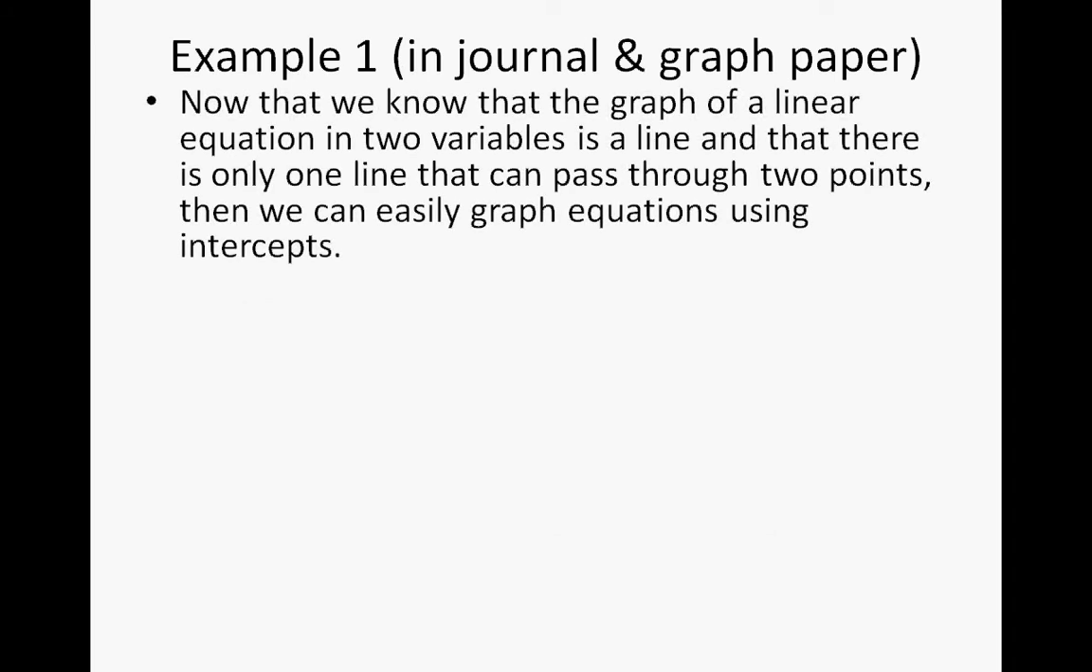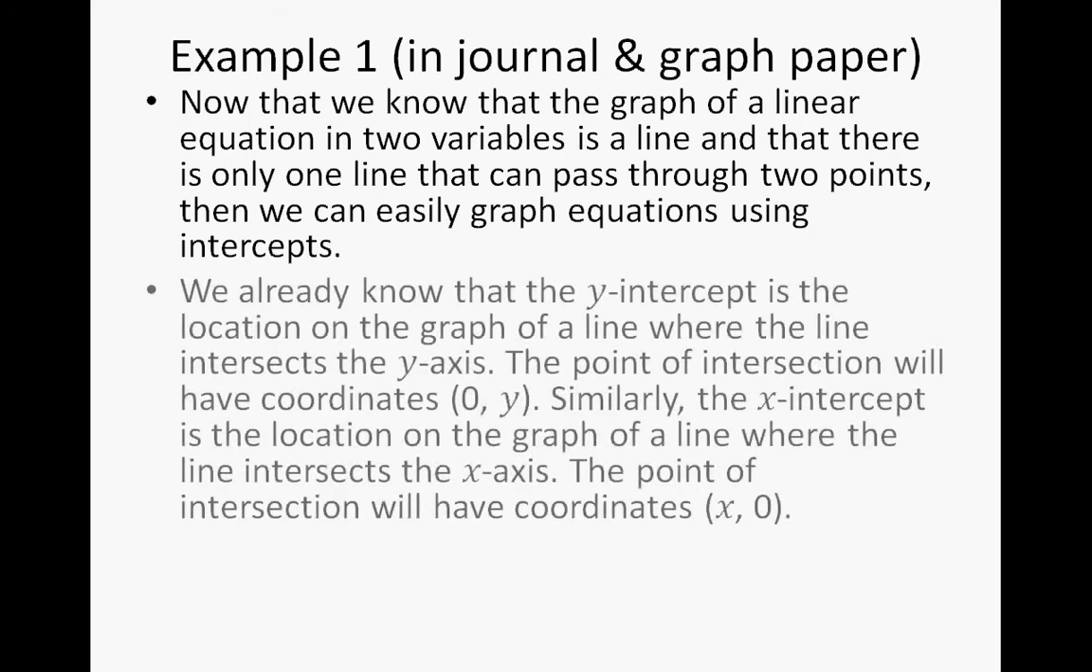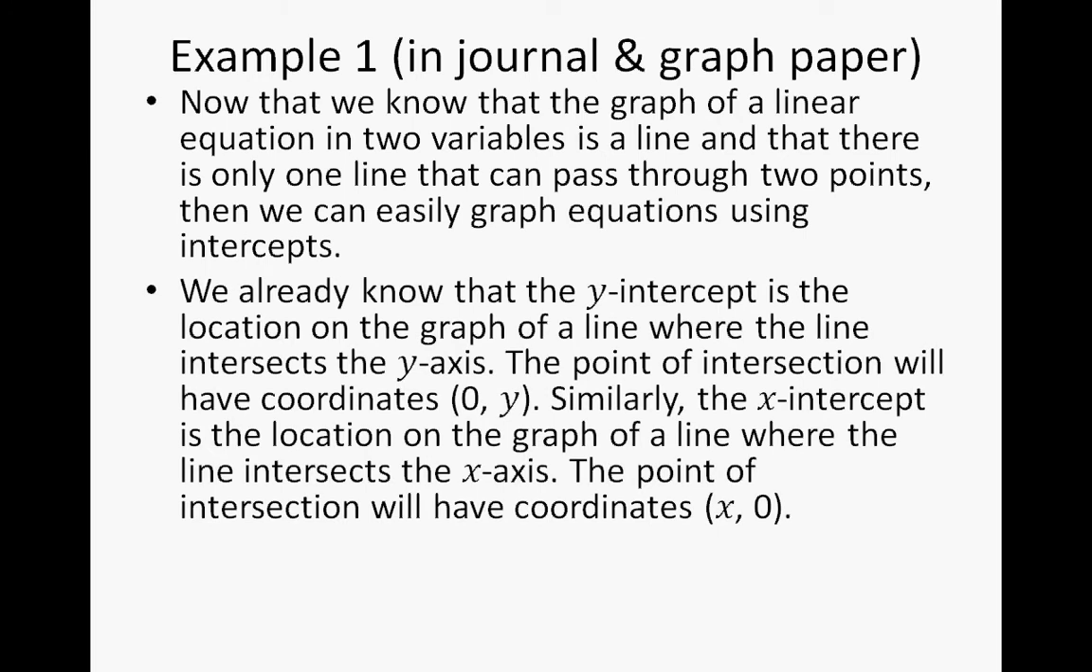All right, so let's take a look at example 1. You're going to write this in your journal, and you need to use graph paper for this. So now that we know that the graph of a linear equation in two variables is a line, and that there is only one line that can pass through 2 points, then we can easily graph equations using intercepts. We already know that the y-intercept is the location on the graph of the line where the line intersects the y-axis. The point of intersection will have coordinates 0, y. Similarly, the x-intercept is the location on the graph of the line where the line intersects the x-axis. The point of intersection will have coordinates x and 0.